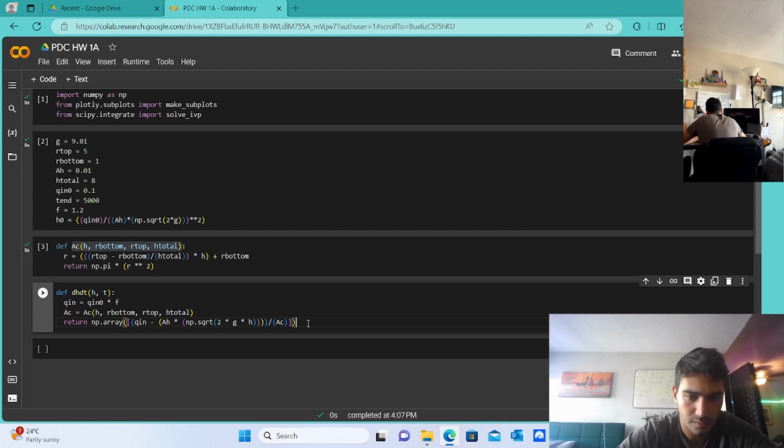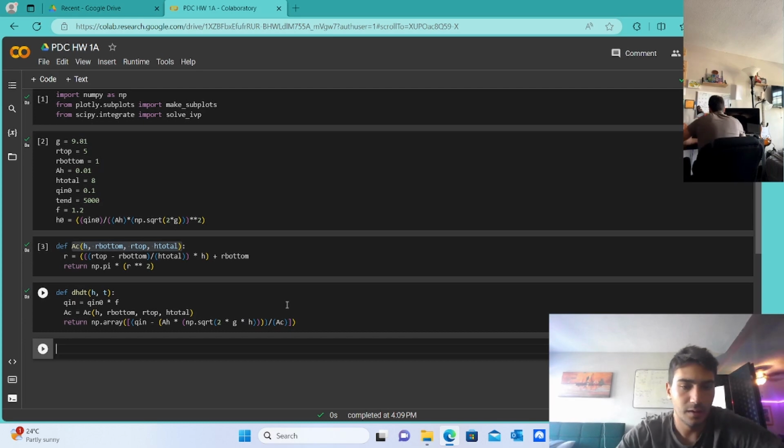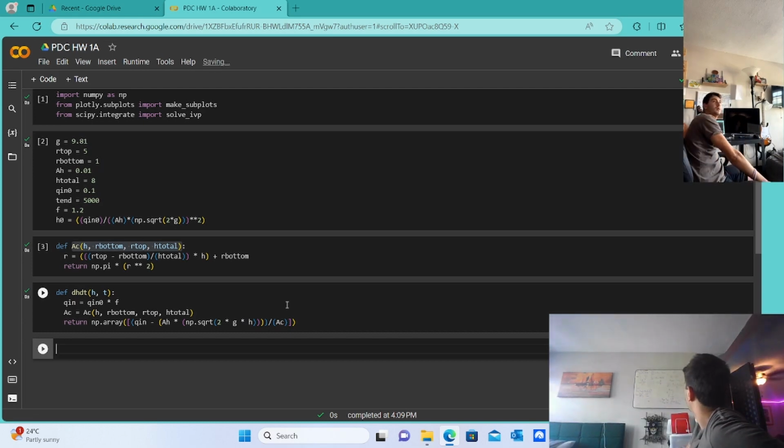Brackets outside. So we have qn minus ah times 2gh, square root of that, times ah, qn minus that, and that divided by AC. Alright, that should be good. Sweet. Alright, so we got all the equations in.